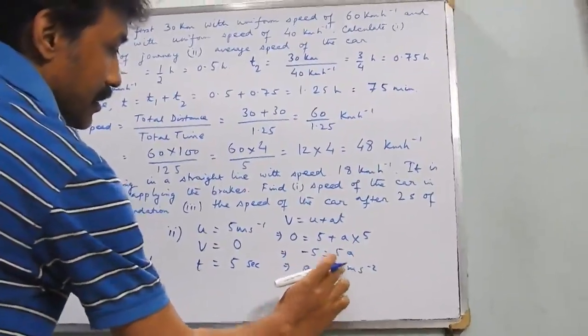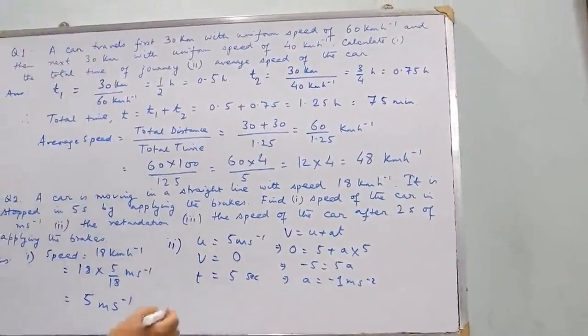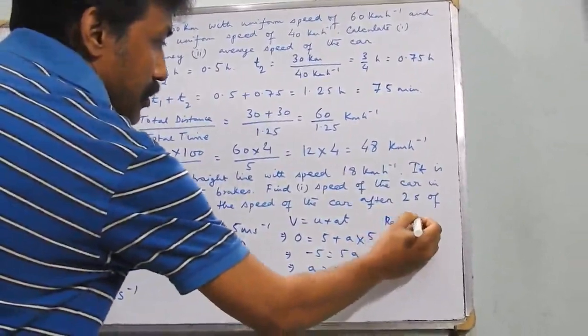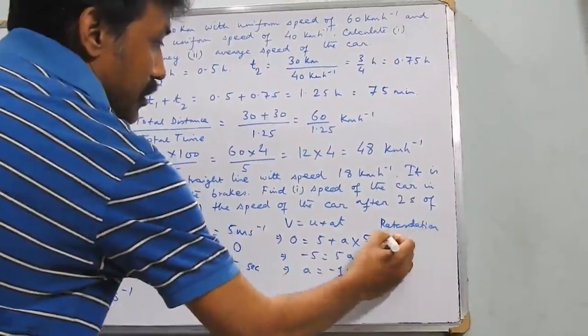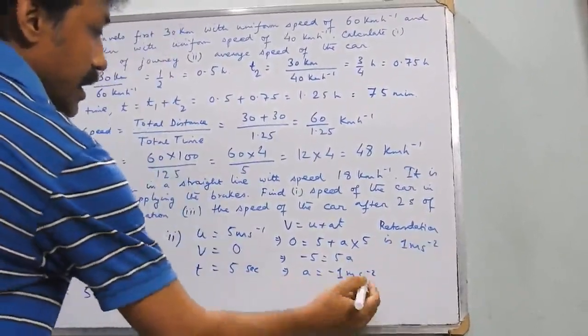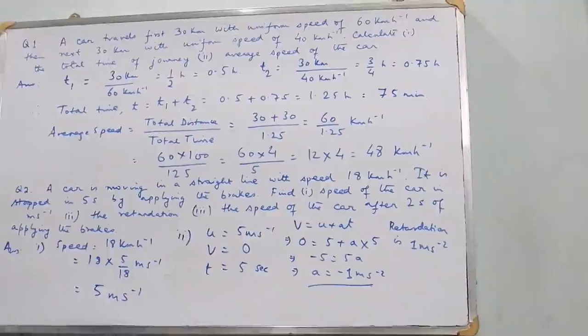Whenever the value we get for acceleration is negative, it means there is a retardation. So we write retardation produced is 1 meter per second square. The acceleration is negative, it means that retardation is 1 meter per second square.